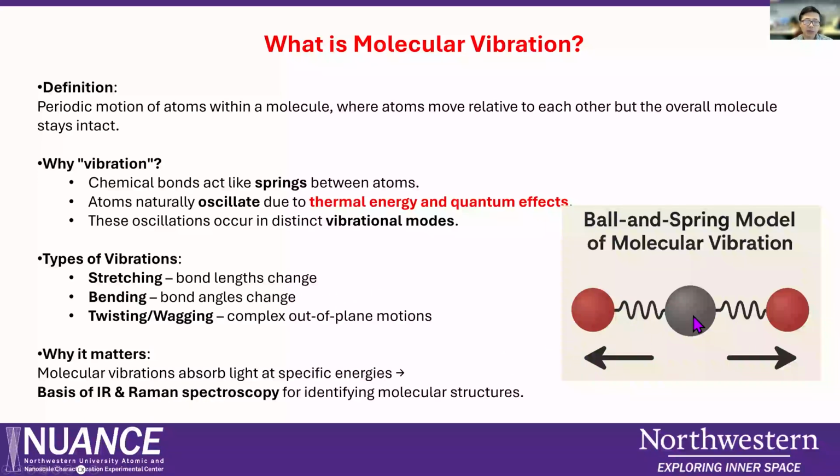And why this is important here: this vibration frequency is determined by the atoms and by the strength of the bond. If we can detect this frequency of the vibration, we know what atom is there and how strong the bond is. That is the basis of IR and Raman spectroscopy. So they basically detect this molecular vibration. That's why IR and Raman are also called molecular vibration spectroscopy.